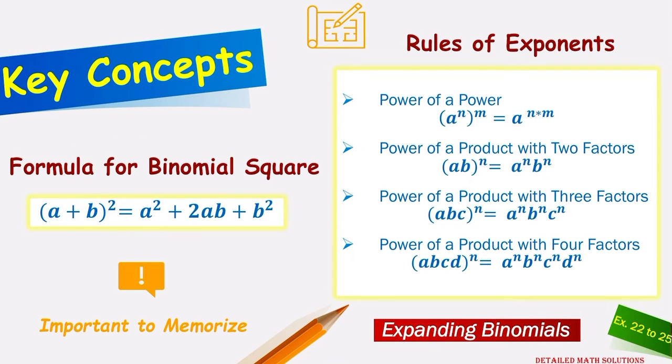To expand each binomial, I'm going to apply the formula (a + b) squared equals a squared plus 2ab plus b squared. I'm also going to use the rules of exponents for power of a power and power of products with 2, 3, and 4 factors. When I need to apply the rule for power of a power, I will multiply the exponents n and m. To find the power of a product with 2, 3, and 4 factors, I will distribute the exponent to each factor of the product.